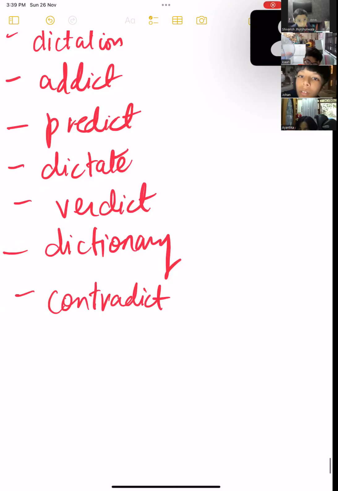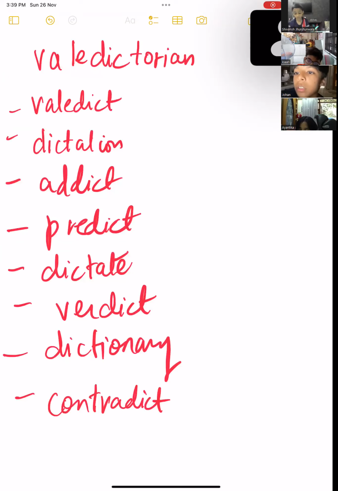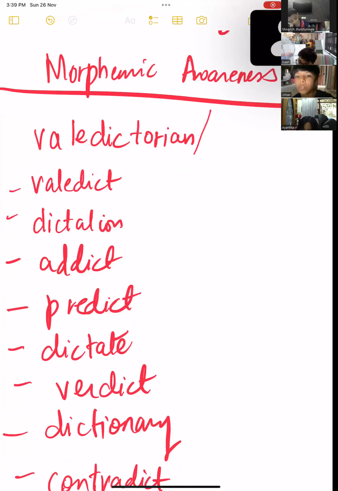Now these all words, just listen to me carefully. Do you see a hidden dict in all these words? Dict is there, isn't it? And dict means to say. So there is a person who is known as valedictorian. Suppose you graduate from your college, you are the highest scorer of the college. Grade 10, suppose you're passing out from your school and you've done very well. So they chose you as the valedictorian. So what does a valedictorian do?